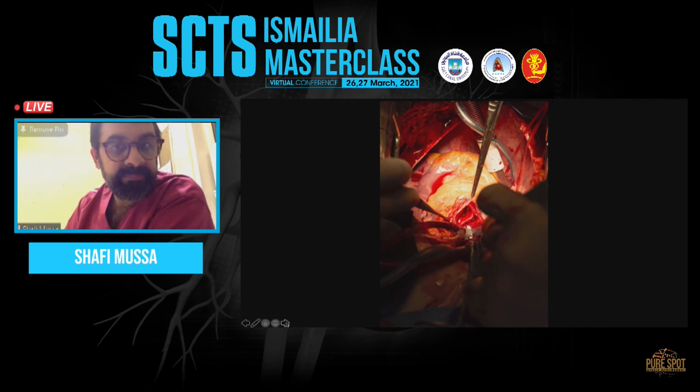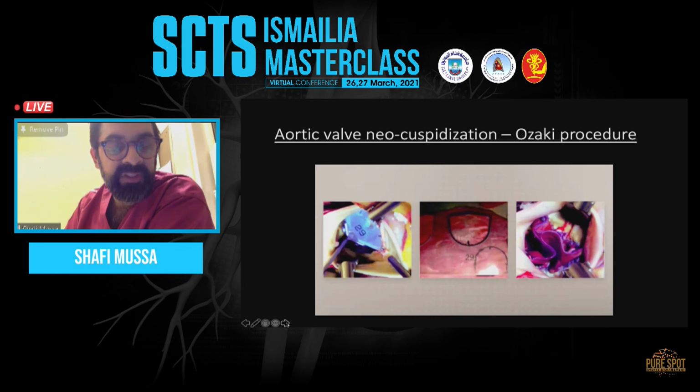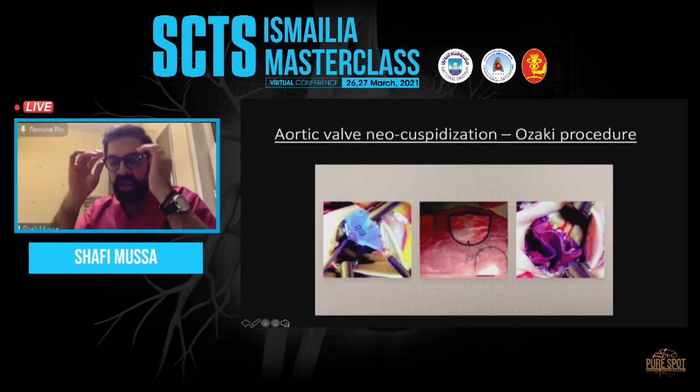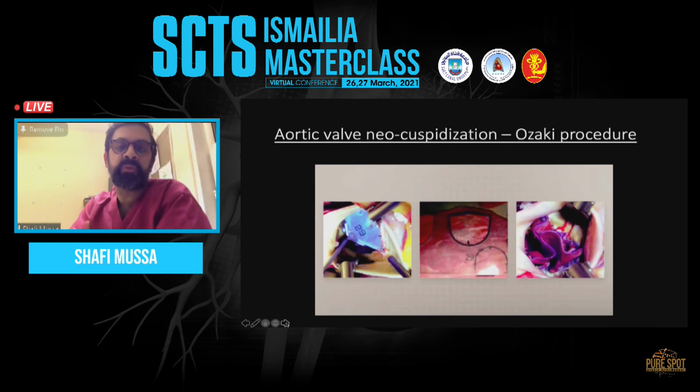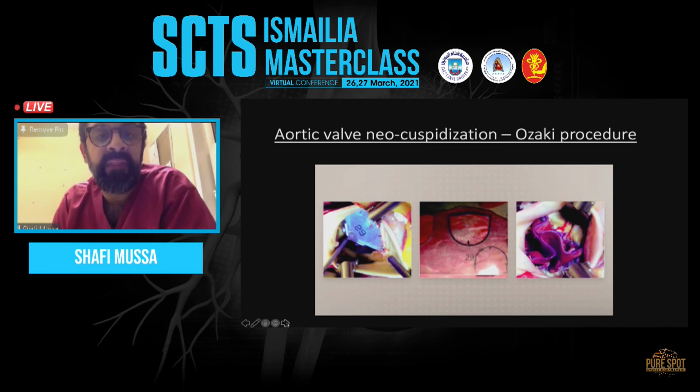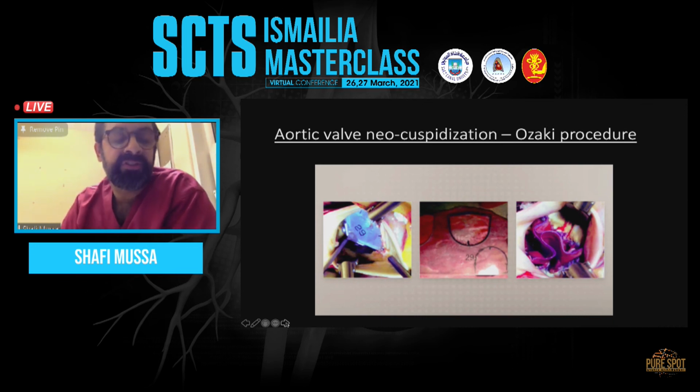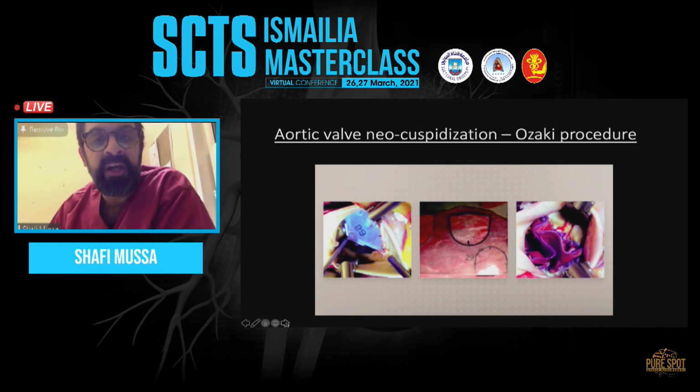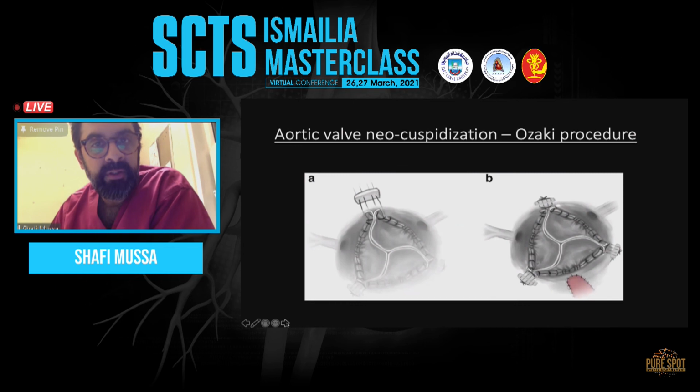So in the situation where anticoagulation is a potential hazard or a problem, there are options available to deal with aortic valve disease in young adults. And this is a diagram of the Ozaki procedure as it's finished, with the 3 cusps in place, having replaced the diseased cusps of the aortic valve.